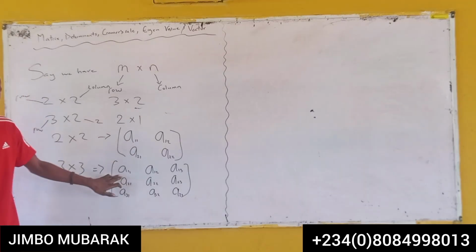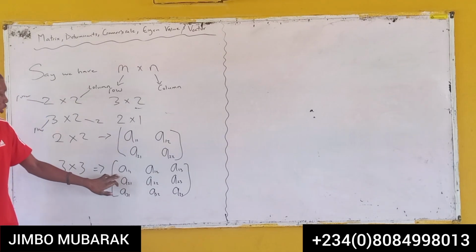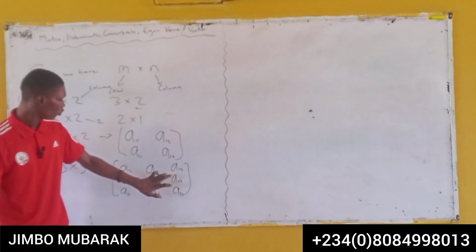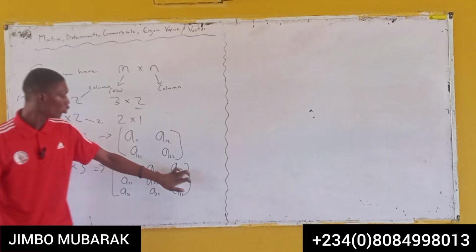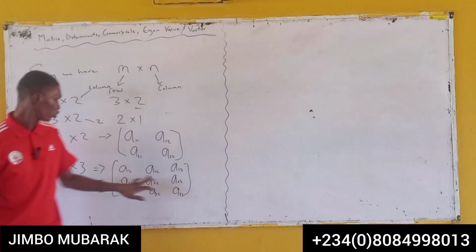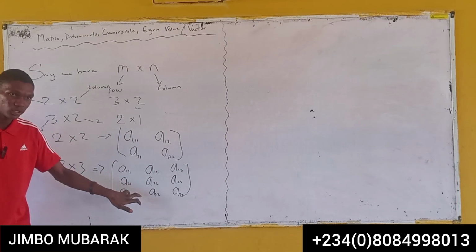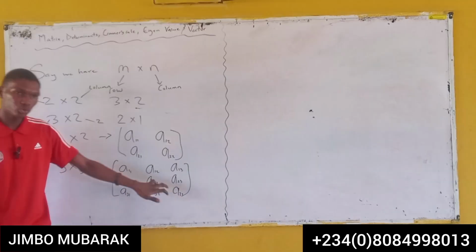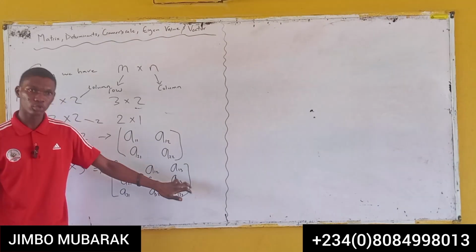So this is what? This is row 1, column 1. Alright? Row 1, column 1. This is row 1 what? Column 2. Row 1, column what? Column 3. So row 2, column 1. Alright? Row 2, column 2. Row 2, column what? Column 3.